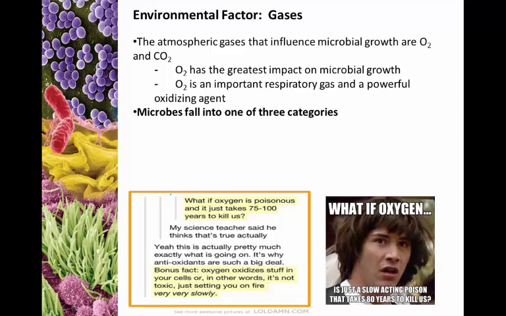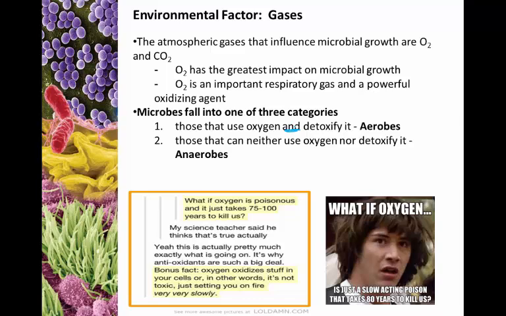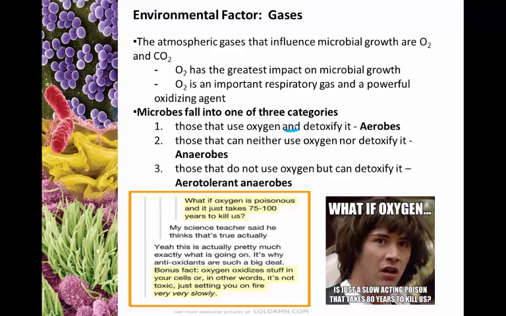Microorganisms in general fall into one of three categories. Those that can use oxygen and detoxify it, which we term aerobes. Those that can neither use oxygen nor detoxify it, so they're not going to use it and it is going to be toxic to them, we term them anaerobes. And those that do not use the oxygen but can detoxify it, we term them aerotolerant anaerobes. So they can tolerate the oxygen, but they're never going to use it. Now, some of you are probably wondering, what do you mean oxygen is toxic? Why would you need to detoxify it?